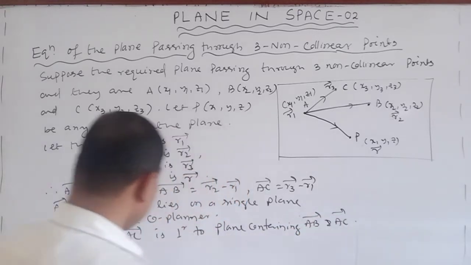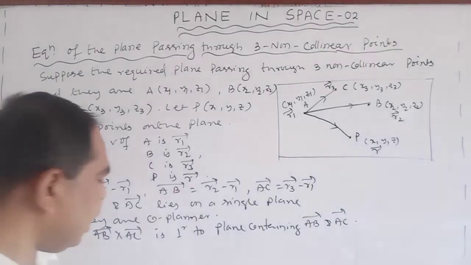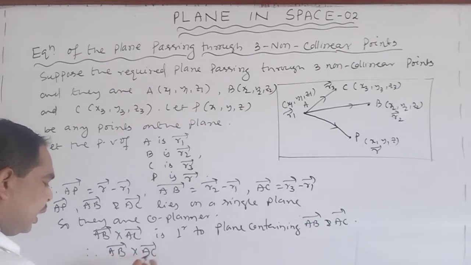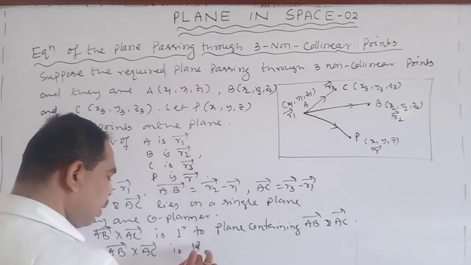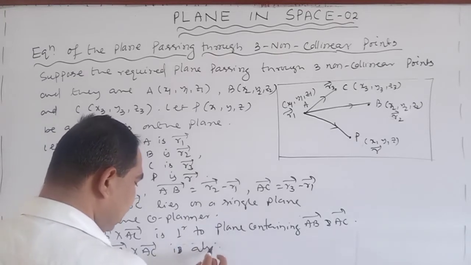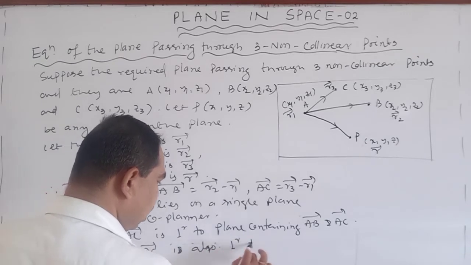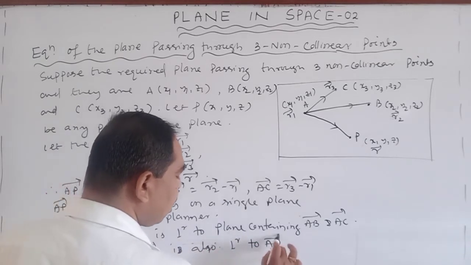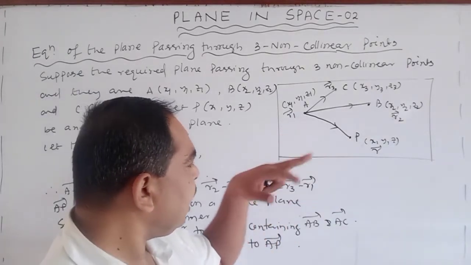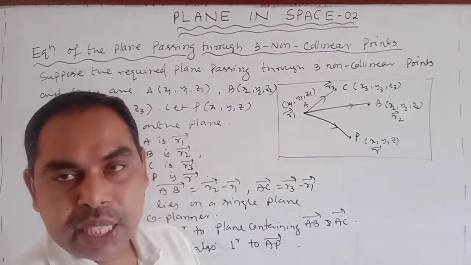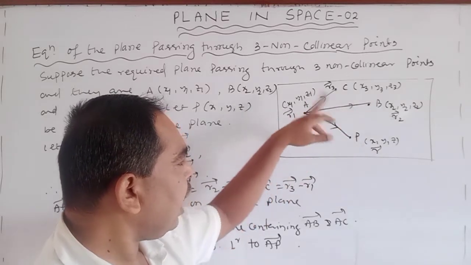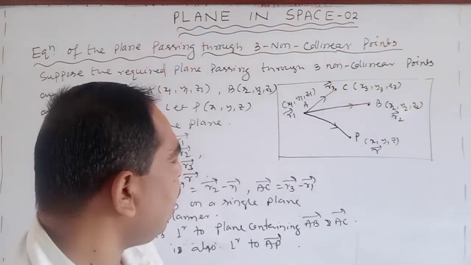Therefore AB cross AC is also perpendicular to AP vector, because AP lies in the same plane. AB, AC, AP lie on a single plane. Since AB cross AC is perpendicular to both AB and AC, therefore AB cross AC is perpendicular to what? AP.